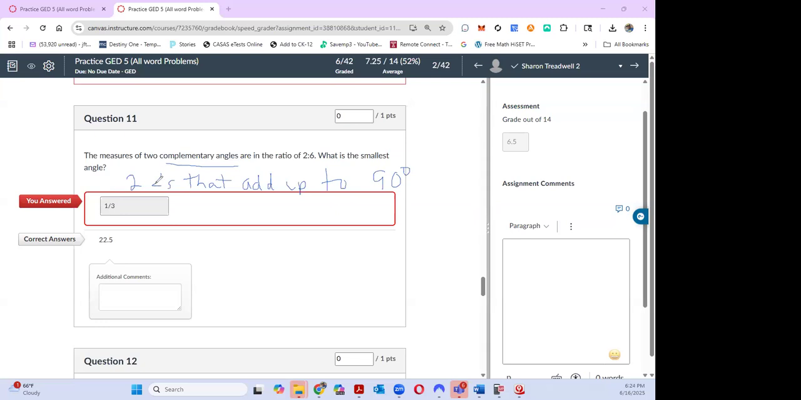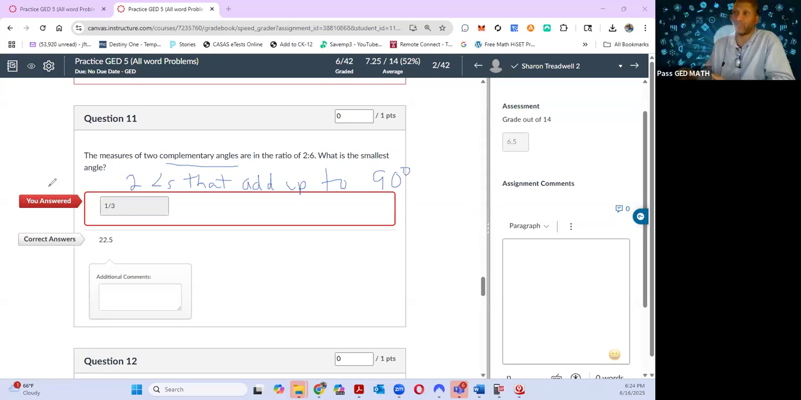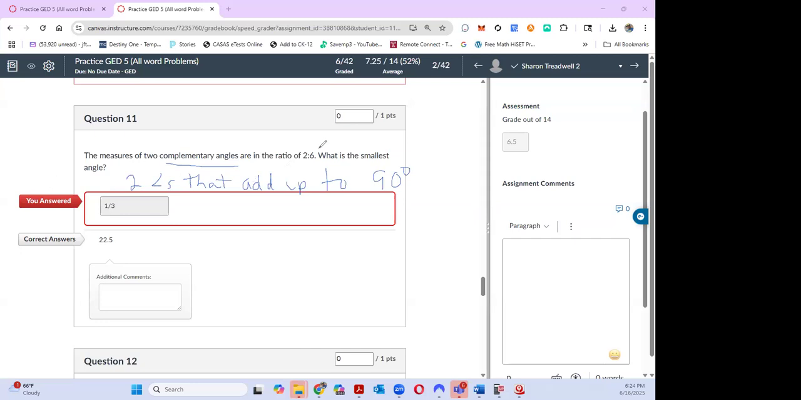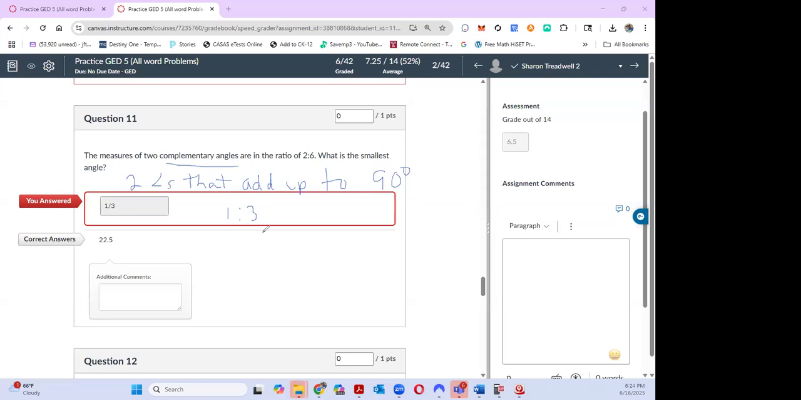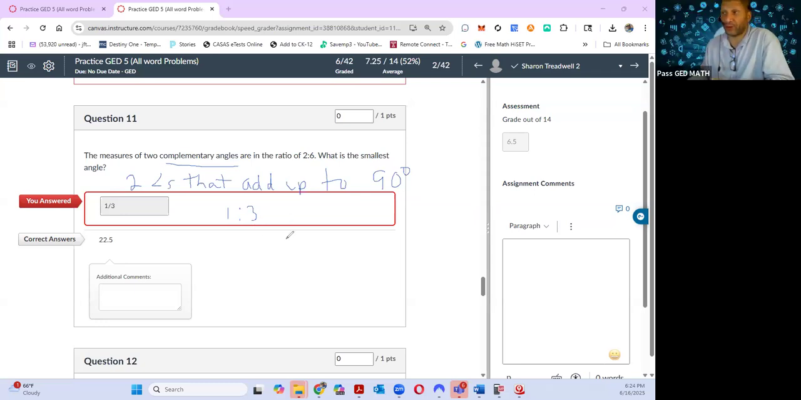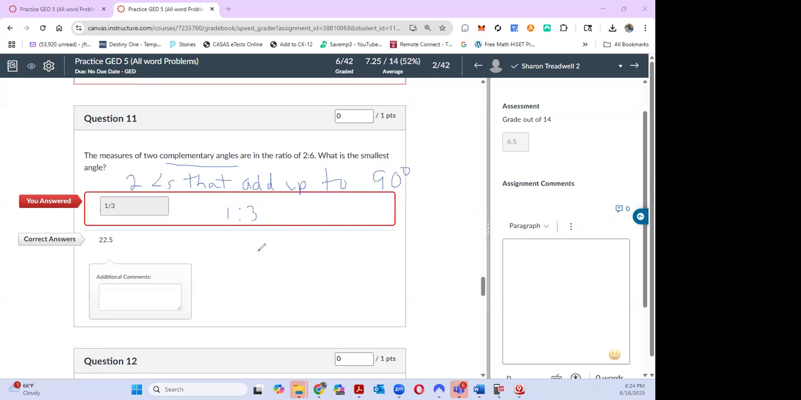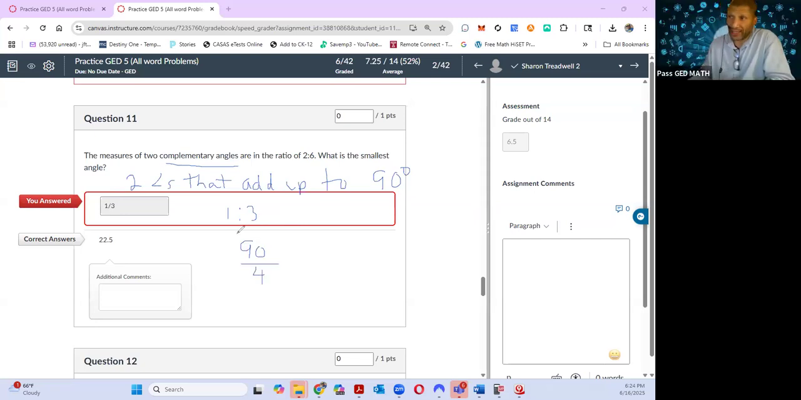They're telling you the ratio is 2 to 6. So that means 2 parts and 6 parts, correct? Now, if we reduce this ratio, we can get 1 to 3. So that's 4 parts altogether. So 1 part and 3 parts is 4 parts, right? We added this 1 and this 3. Because there's 4 parts, 1 and 3. So we got 4 parts.